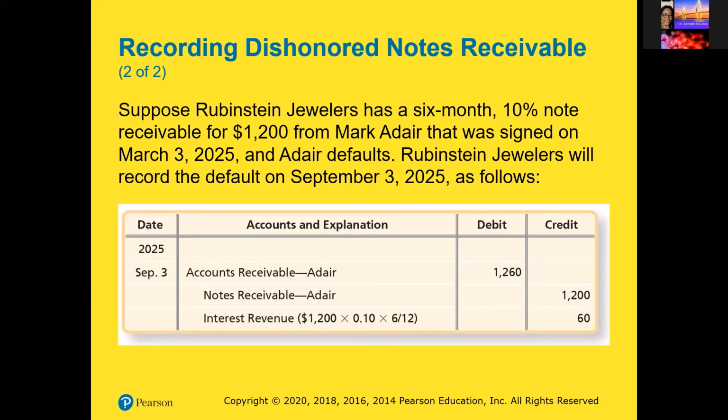Suppose Rubenstein Jewelers has a 6-month 10% note receivable for $1,200 from Mark Adair that was signed on March 3rd, 2025, and Adair defaults. Rubenstein Jewelers will record the default on September 3rd, 2025. They will debit accounts receivable for the amount of $1,260. Notes receivable will be credited for the $1,200, and interest revenue will be credited for the $60.